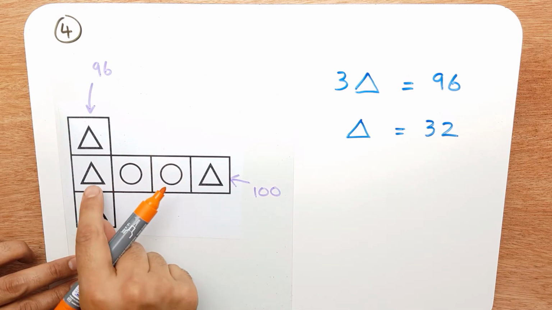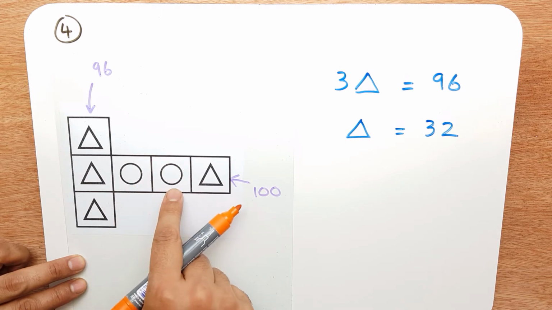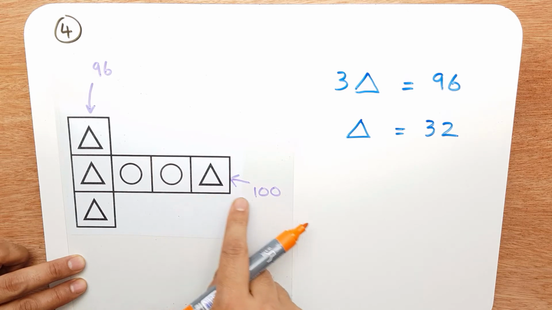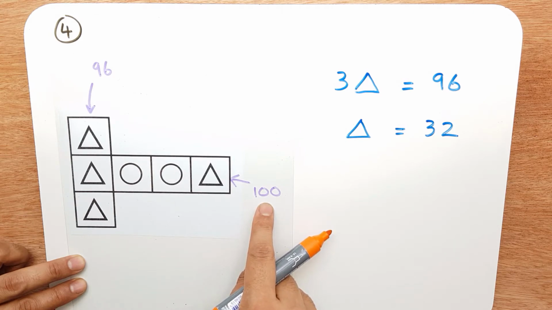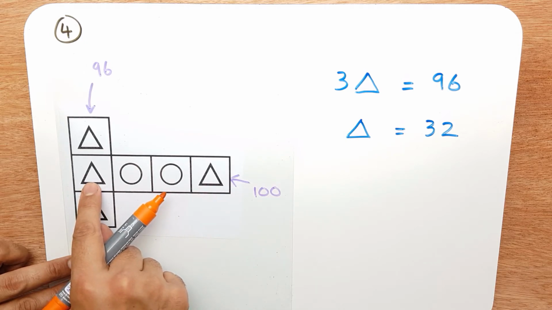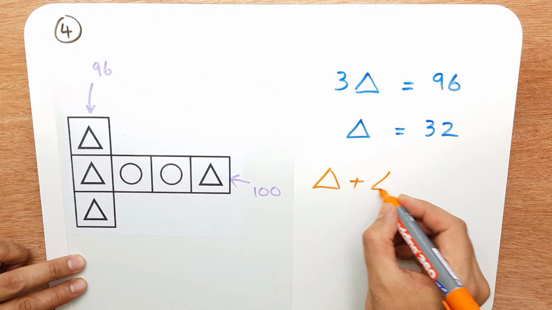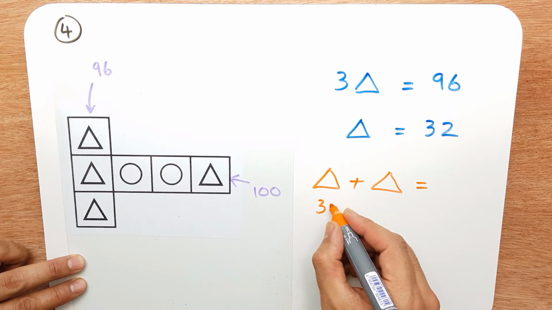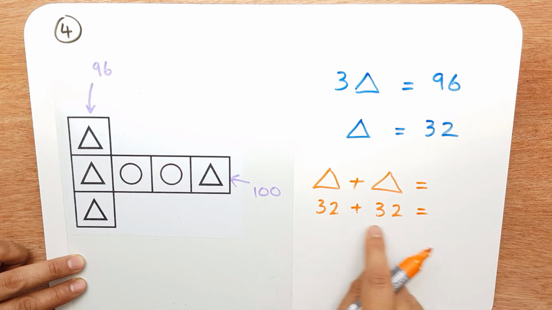Now for the next part, we're told a triangle, add a circle, add another circle, add another triangle is equal to 100. Gives a total of 100. Now we know that these two are 32. So if we add these two, we end up with one triangle plus another triangle. And we know each triangle is 32. So our calculation is 32 add 32.